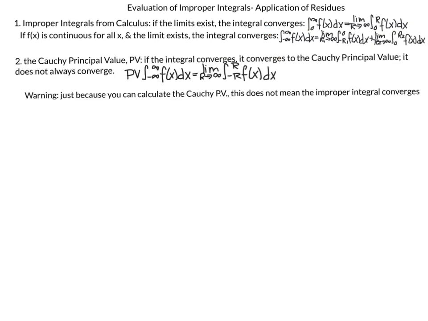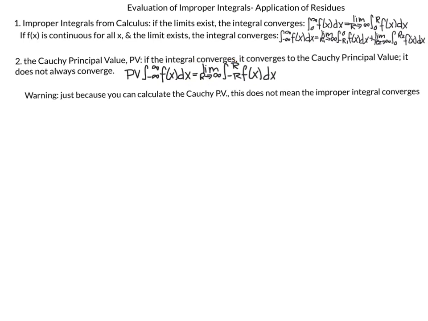The next thing we want to talk about is the Cauchy principal value, which we denote with PV. So if we read this, it says the principal value of the integral from negative infinity to infinity of f of x dx. So again, it's the principal value of this integral. And we define that, for this improper integral, as the limit as r approaches infinity of the integral from negative r to r of f of x dx. So it's just the same idea that we have from first year calculus. We replace the infinities with a variable and then take the limit as r approaches infinity.